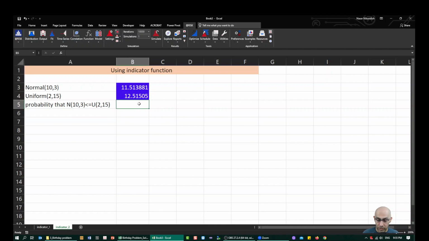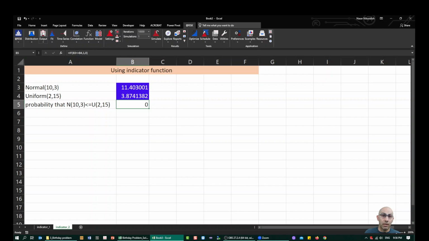Again, there's nothing new here. I'm going to say this is equal to: if that normal right there is less than or equal to that uniform right there, then give me 1. Whatever I'm trying to measure the probability of, I'm going to put in my IF clause, and then give me 1, otherwise give me 0. Right now, for example, uniform is more than normal, it gives me 1. Uniform is more than normal, gives me 1. Normal is bigger than uniform, then I'm getting 0.